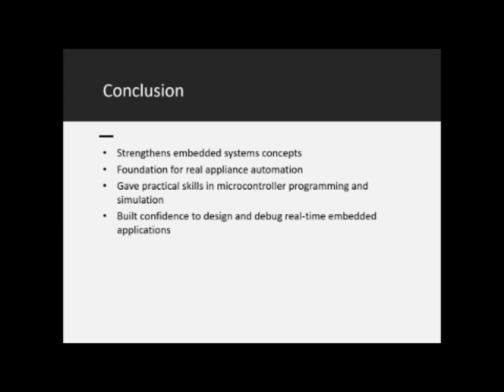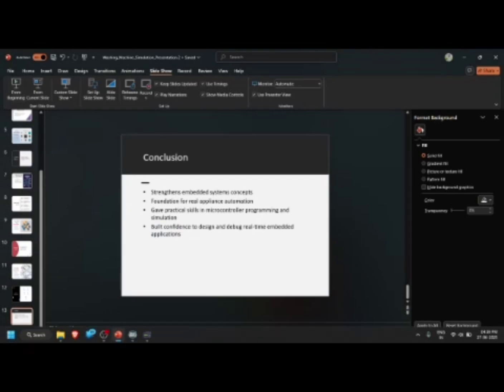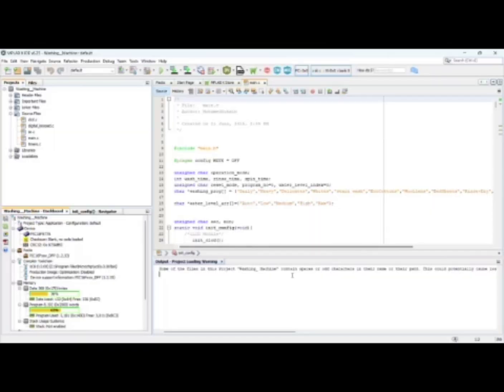Let us see the code of this project. Here we can see the code in the IDE. This code is written for a washing machine simulation using a PIC microcontroller with a CLCD, digital keyboard, fan, and a buzzer. It covers the program selection, water level selection, starting and stopping the machine, and managing washing cycles.